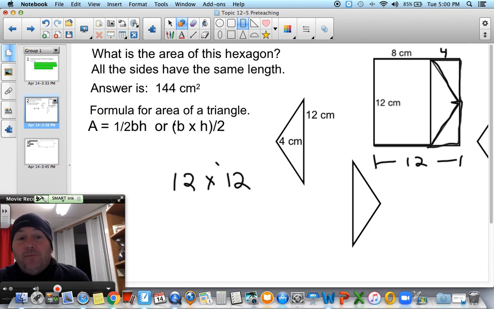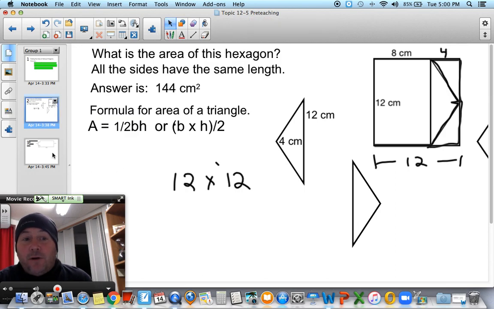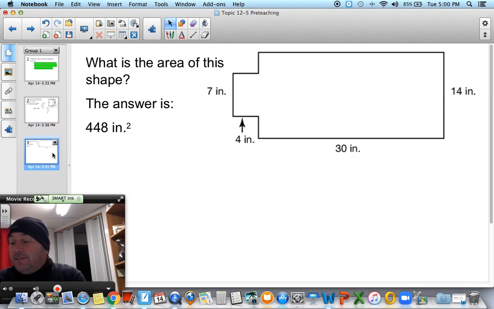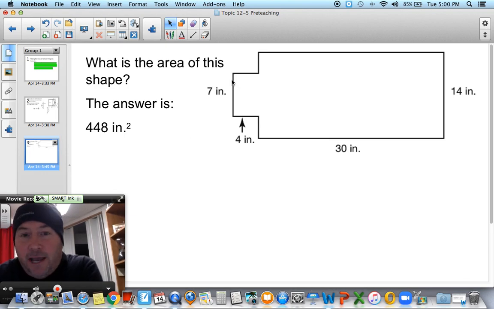Okay, now another type of problem that I want to show you is this next type of problem. Okay, and it's the same type of area problem, but this time it's kind of like, well, what is the area of this shape? It looks like a swimming pool maybe. Okay, and what you can see is the answer is 448 inches. Okay, now when you look at this, you're probably thinking to yourself, okay, this dimension right here must be 4 inches. From here to here must be 30. Here to here is 14. And this little bump out here is 7 inches, okay?